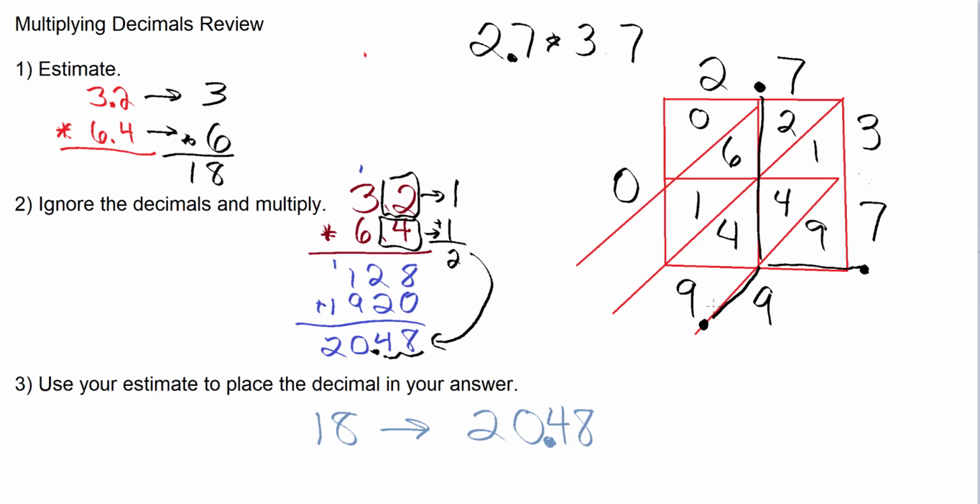Now notice it would be in the same place. Sorry, I erased another extra number. It would be in the same place, but just so you see how it works with the lattice method.